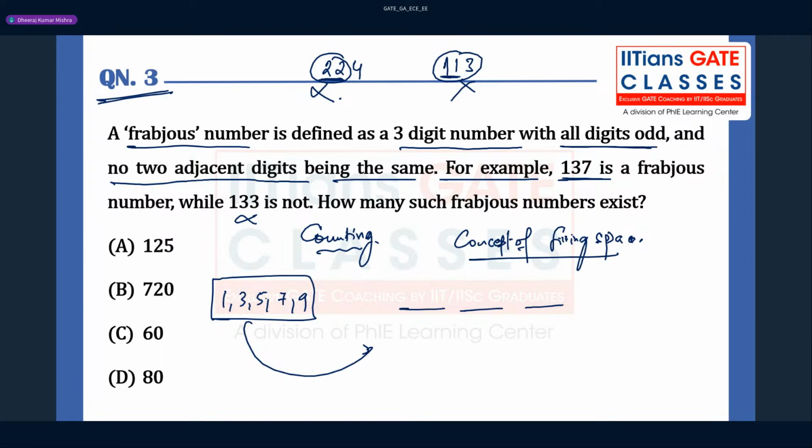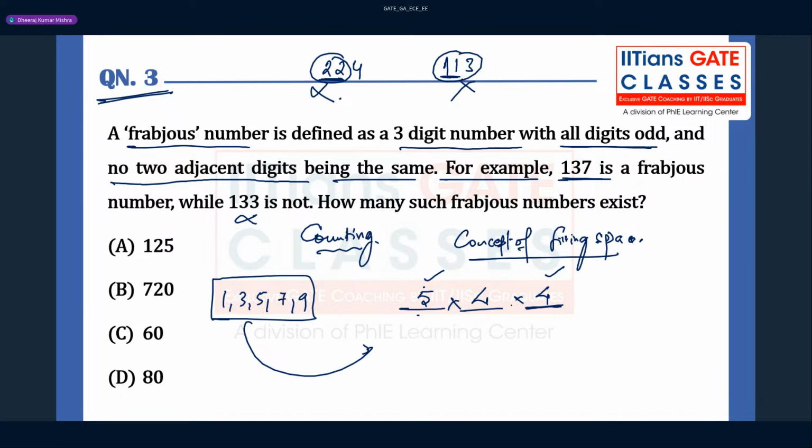So there are five digits here, so you can fill this space in five ways. But this has to be filled in four ways, because one of the digits you have already used, so the same digit we don't have to use here, right? That is for sure. Now suppose you have used this digit here. Now at this point many of you might go for 3 also, but 3 will not be correct because we still have four choices to fill it, because you can fill this digit with 5 also. Adjacent digits should not be the same, but this digit and this digit can be the same.